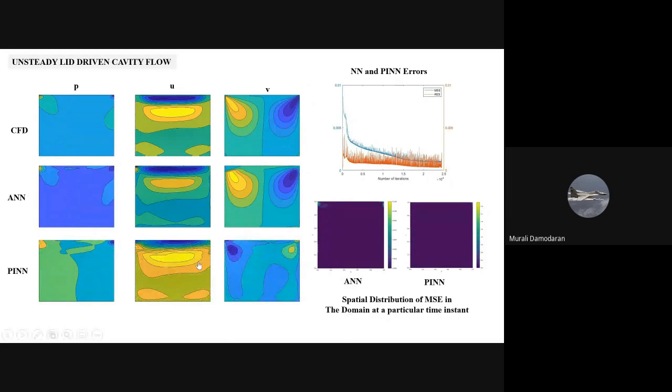You can see that the PIN prediction is closer to, it's very difficult to tell, but I think it depends on a lot of things. So this is actually using the training data, and these are the MSE and the physics residual convergence. This is the spatial distribution at a particular instant of time.